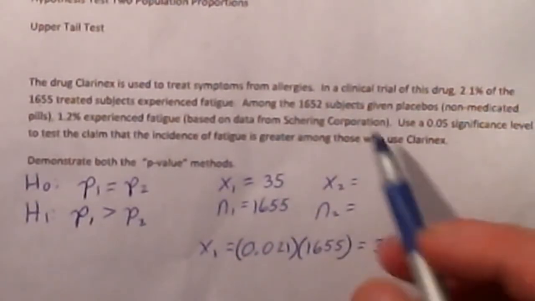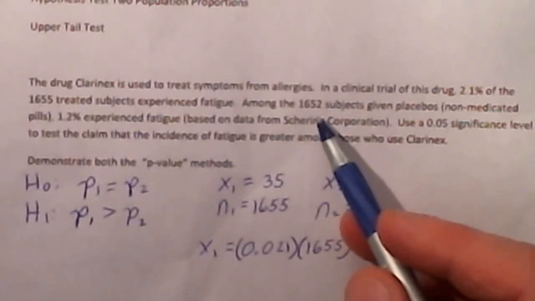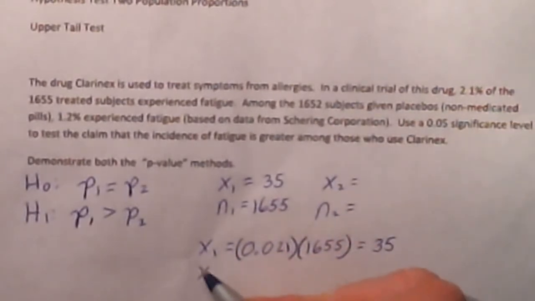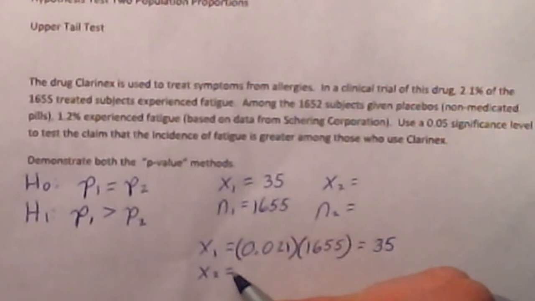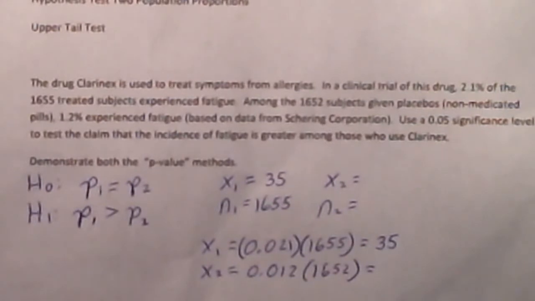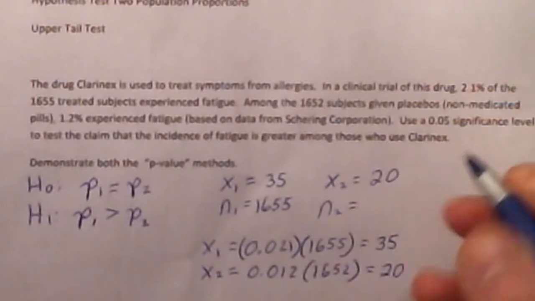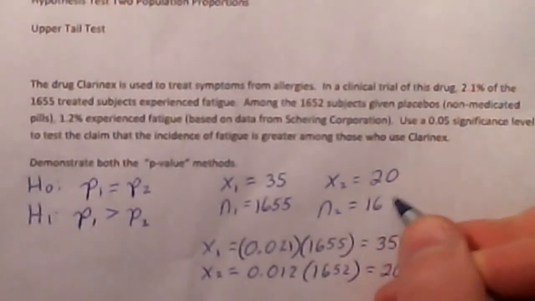Now, of the 1,652 patients that did not use the drug Clarinex, 1.2% of them experienced fatigue. So x sub 2 is going to be 1.2% of 1652, which means we take 0.012 and multiply it by 1652. Okay, and when we do that, we get 19.824. But again, you cannot have decimals. And so we're going to round that 19.824 up to 20. Let's just call it 20. And n sub 2, of course, is 1652.